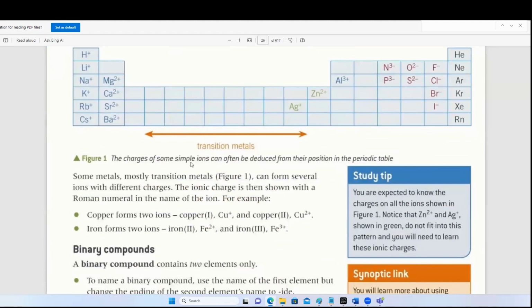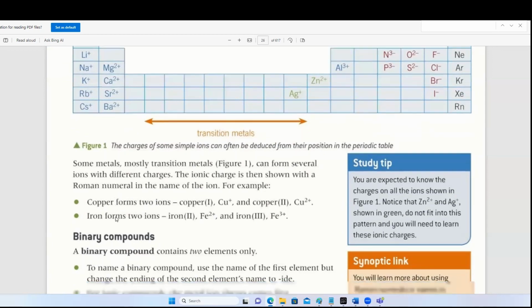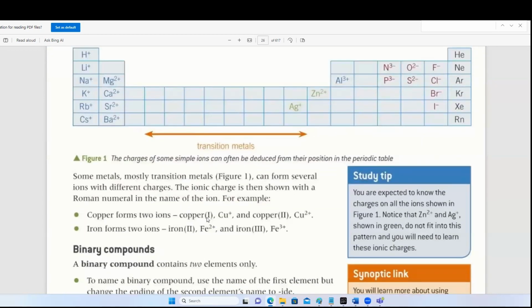Some metals, mostly transition metals, can form several ions with different charges. So for transition metals, it's common to form different kinds of ions. Sometimes they lose two electrons, sometimes they lose three electrons. The ionic charge is then shown with a Roman numeral in the name of the ion. For example, copper forms two ions: copper(I), which is Cu+, and copper(II), which is Cu2+. So whenever you see a Roman numeral written with something, it tells you what kind of ion it is.